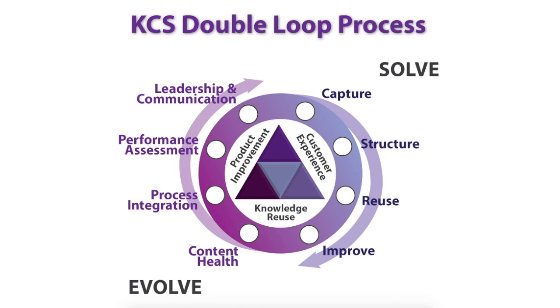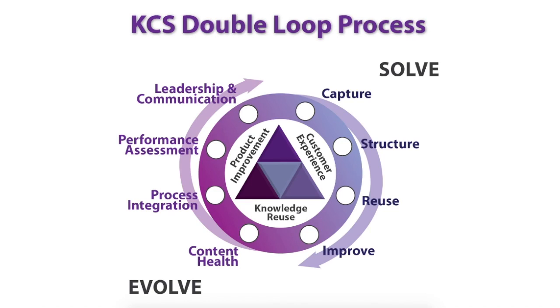This is the KCS double loop process. The right-hand side, or the solve side, is what most people will be using when they're capturing knowledge. It's capturing in the customer's context, structuring it using the IT style guide, and again, searching to reuse it and improve it if you find a mistake.